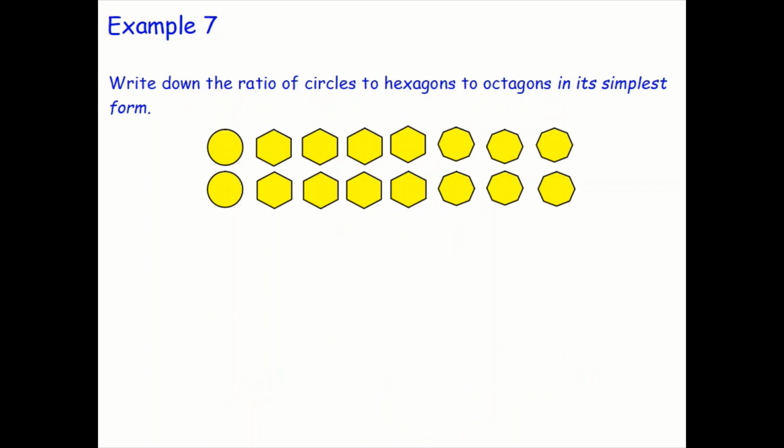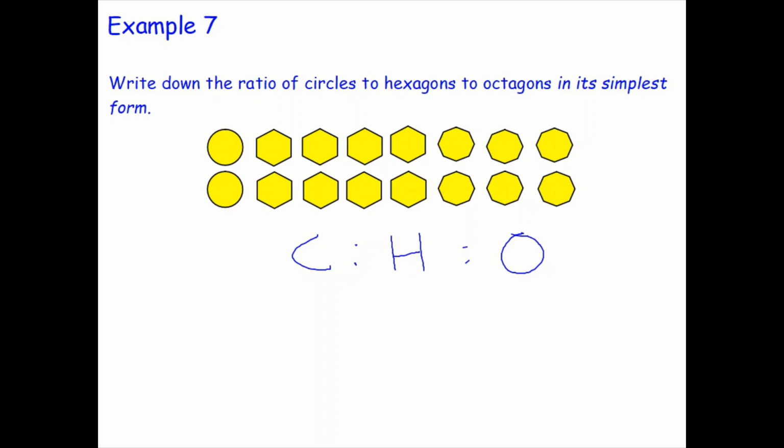Example 7, write down the ratio of circles to hexagons to octagons in its simplest form. So circles to hexagons to octagons in its simplest form.